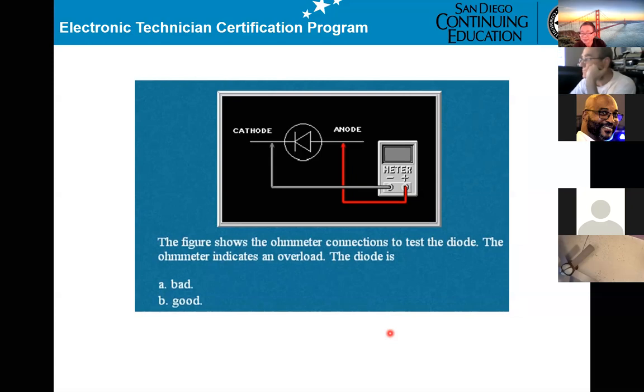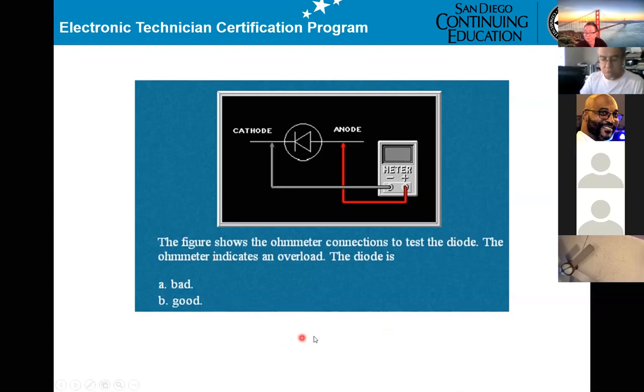Okay, and now in that figure, the ohmmeter is connected to that diode. The ohmmeter indicates overload. The diode is bad. Okay, it will be bad. If it displays 0.6 volt, it will be good.